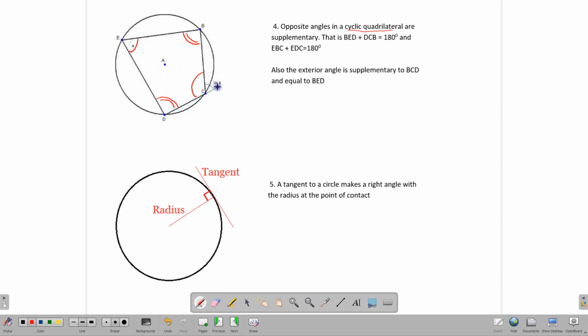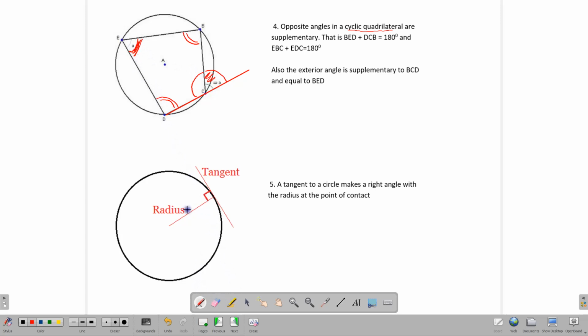Also notice that if you extend this line here and produce this exterior angle here, then this exterior angle will be equal to this angle that is inside, the interior opposite angle we call it.